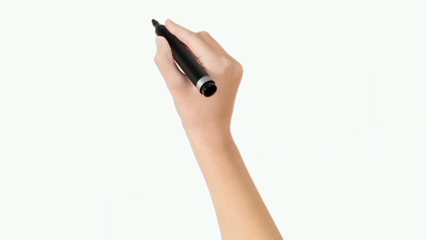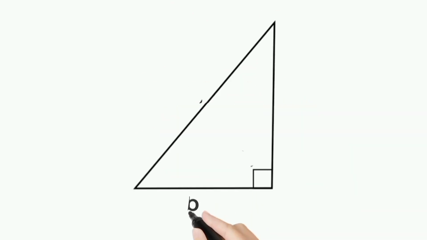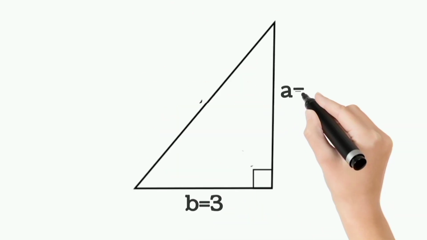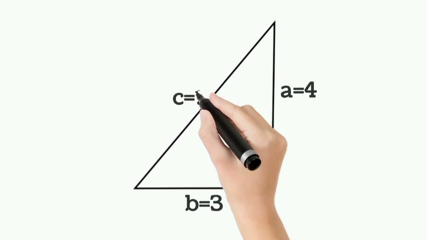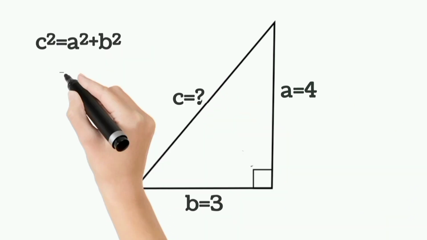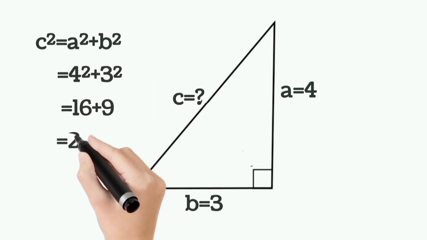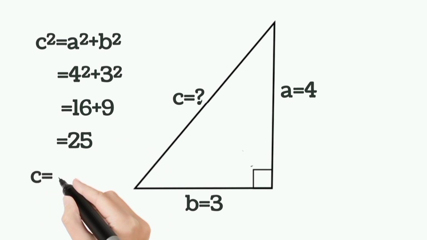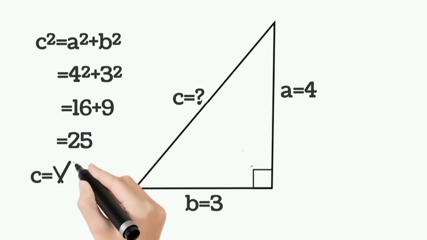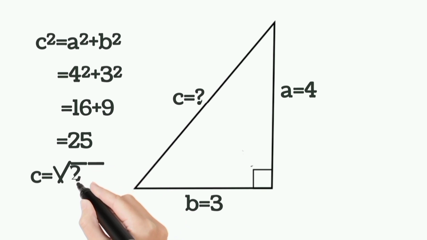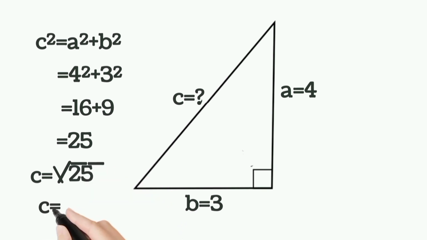Let's have an example. In this triangle we have side b equal to 3 and side a equal to 4. By the Pythagorean theorem, c squared equals a squared plus b squared, so it's equal to 3 squared plus 4 squared. 3 squared is 9 and 4 squared is 16, so 9 plus 16 is 25. So c is equal to the square root of 25, so c is equal to 5. This is the length of the hypotenuse, 5 units. Because it involves length, we must get the square root.